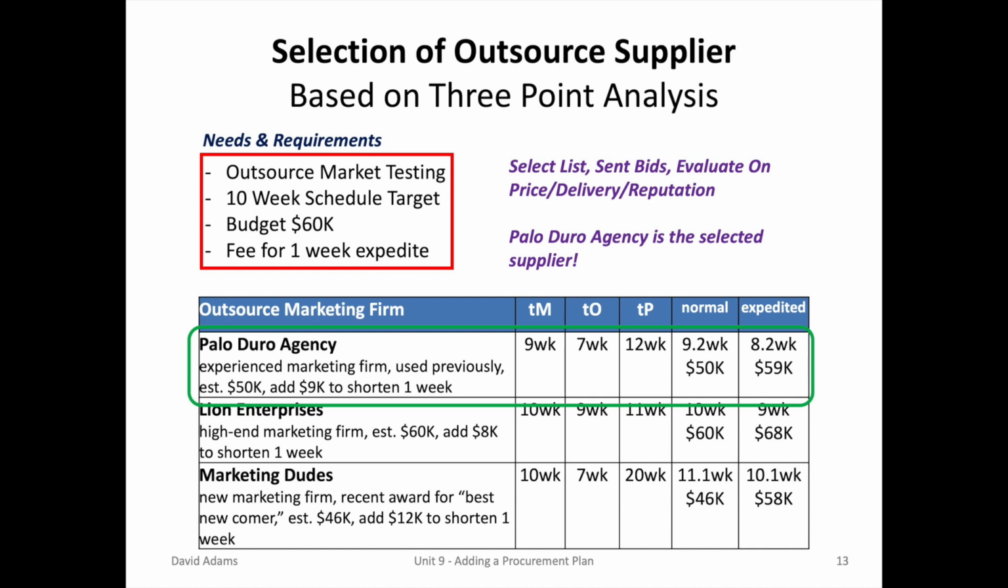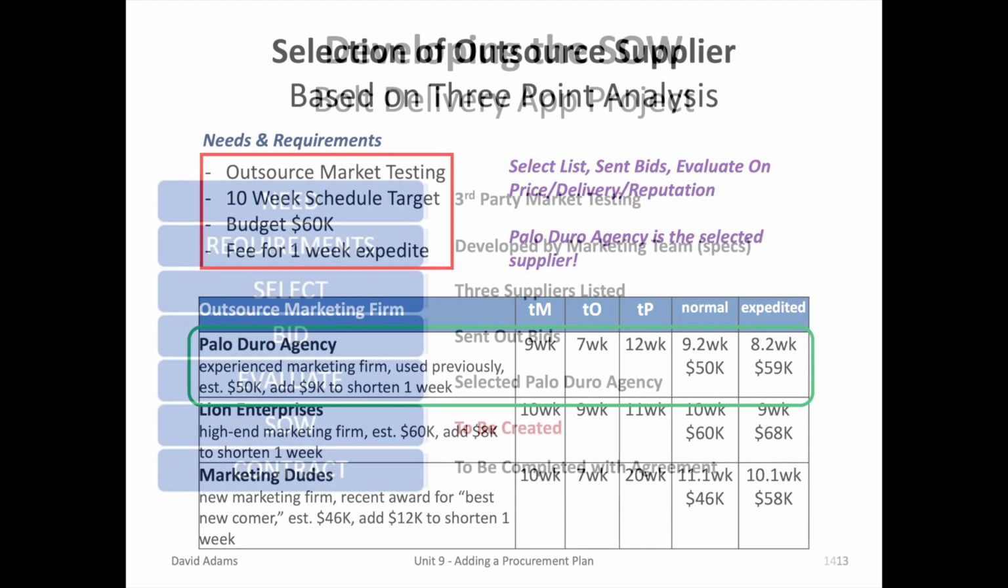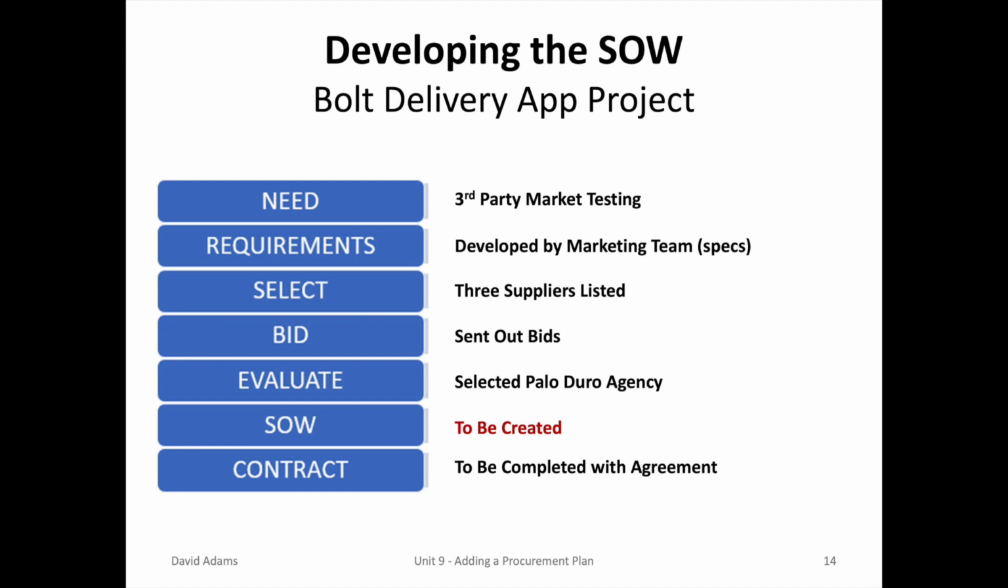And the project team can watch out for the pessimistic estimate for Palo Duro because their most likely is 9 weeks, optimistic 7 weeks, and by following along, they can probably get it done for under 10 weeks. We now move to the next step after evaluation and put together the procurement SOW, Statement of Work.